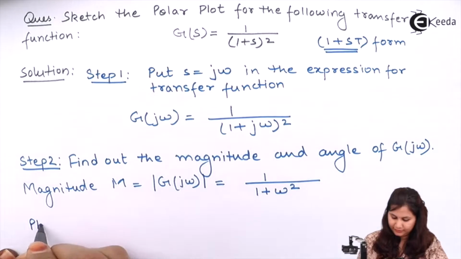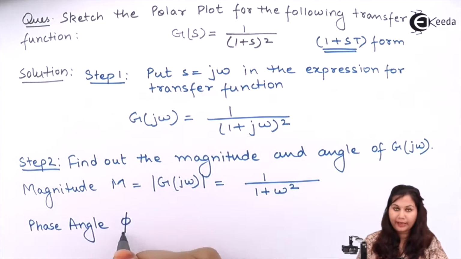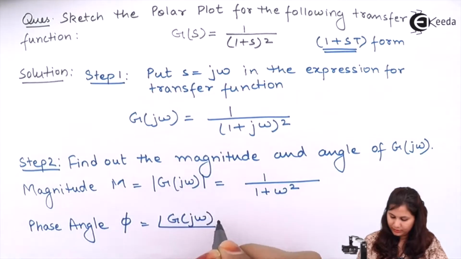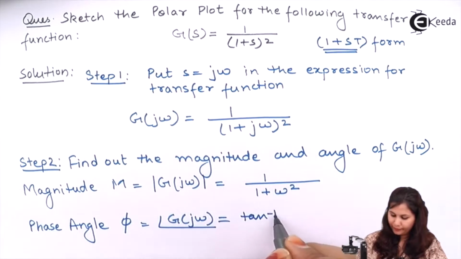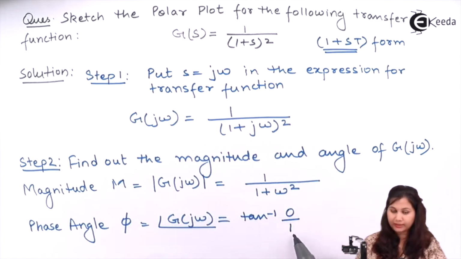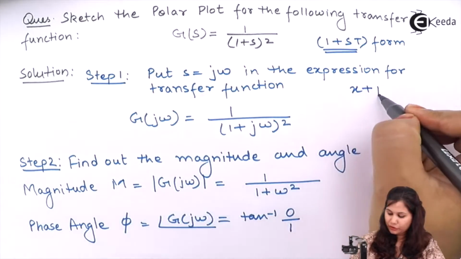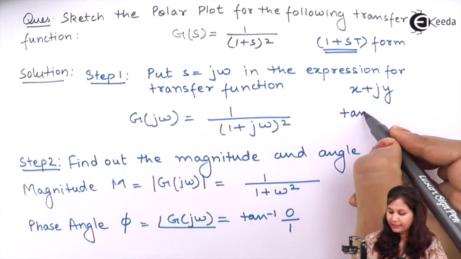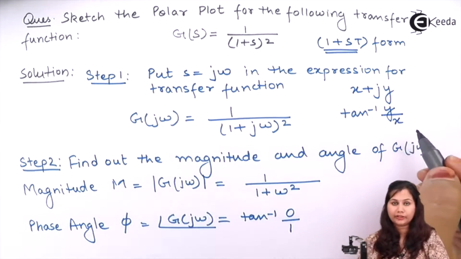Now the phase angle. Phase angle is represented by phi, and it is the phase angle of G(j omega). It will be given by tan inverse of 0 upon 1, where 0 is the imaginary part and 1 is the real part. Whenever we have an expression like x plus jy and we have to find the angle, it will be given by tan inverse of y by x, that is, the imaginary part upon the real part.